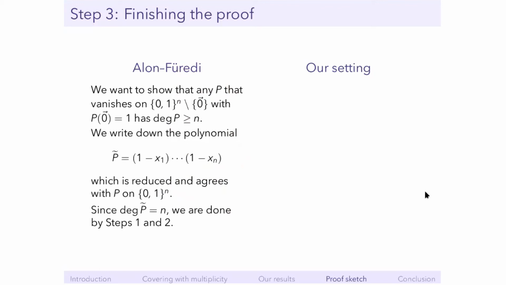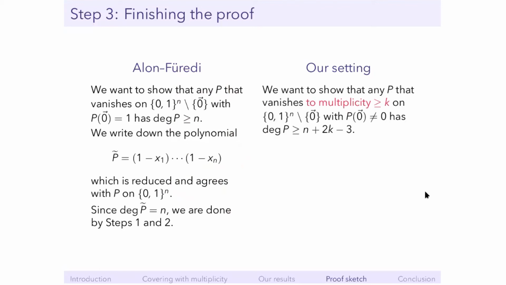So what's the analog in our setting? Again, we're trying to prove that any polynomial which vanishes to multiplicity at least k outside the origin, while not vanishing at the origin, has degree at least n plus 2k minus 3. And basically, by steps 1 and 2, it suffices to prove this just for reduced polynomials. And this is actually very hard. This is the hardest part of the proof.